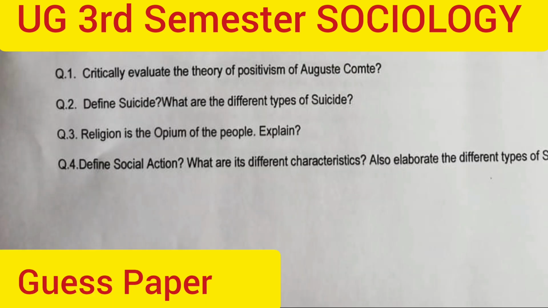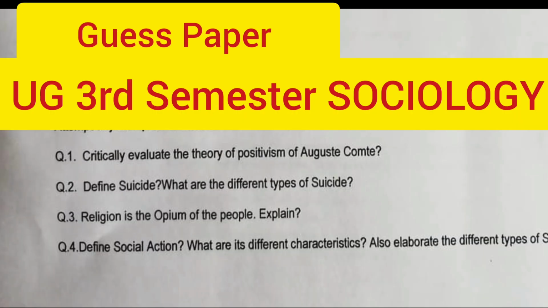Now let us discuss the long answer type questions. Question number 1. Critically evaluate the theory of positivism of Auguste Comte. Question number 2. Define suicide. What are the different types of suicide? This question is from Unit 3rd, that is Emile Durkheim.